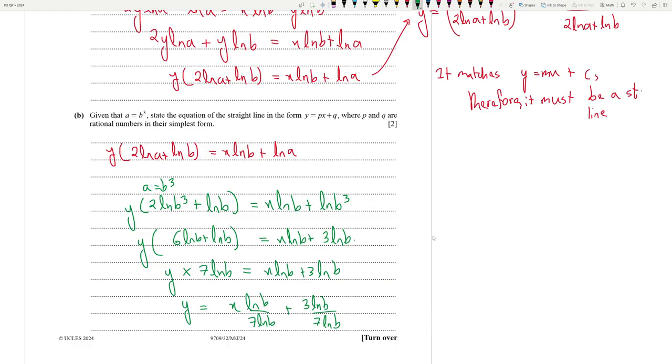This is what you end up with. Okay, this is the general idea. Now it's very straightforward. You can just get rid of these. So you end up with y is equal to 1 by 7 x plus 3 by 7. This is your answer. Okay, makes sense.